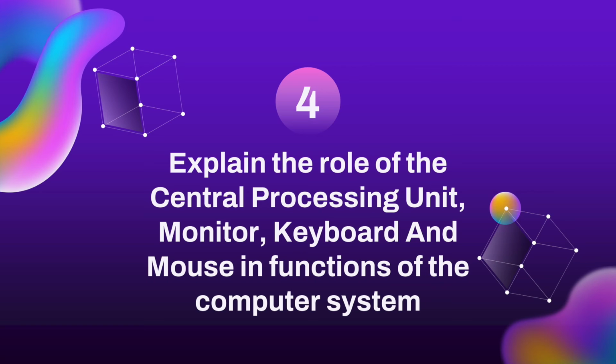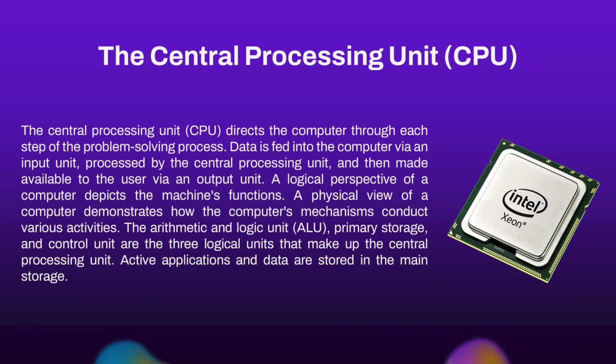Objective 4. Explain the role of Central Processing Unit, monitor, keyboard, and mouse in functions of the computer system. Central Processing Unit. The Central Processing Unit directs the computer through each step of the problem-solving process. Data is fed into the computer via an input unit, processed by the Central Processing Unit, and then made available to the user via an output unit.